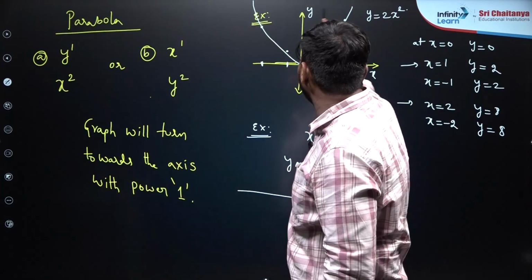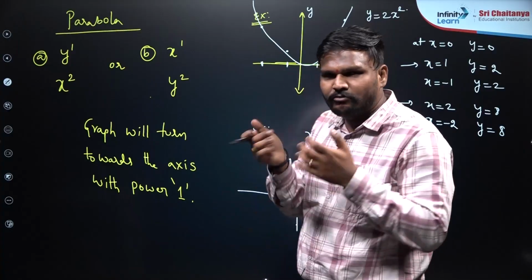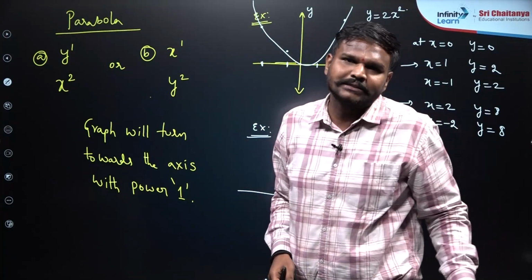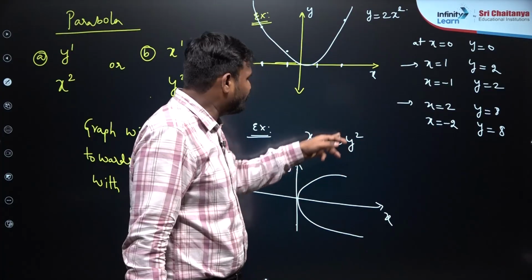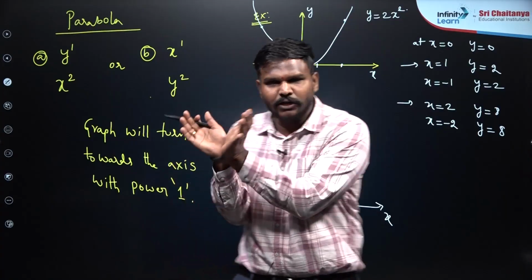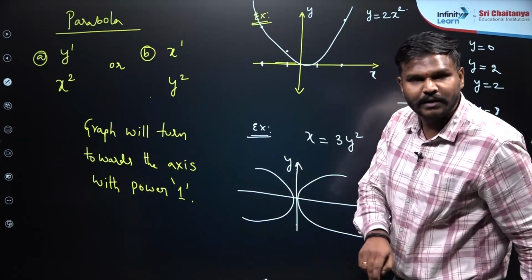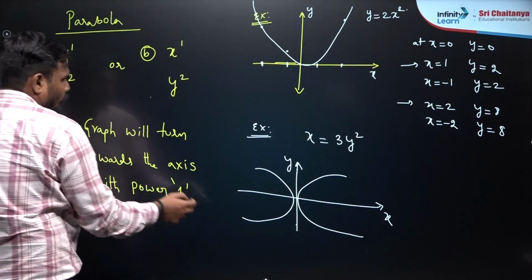If y is equal to minus 2x square, that means the value of y will be always negative. So the graph will turn towards minus y-axis. And if x is equal to minus 3y square, for any value of y, x would be negative. So the graph will turn towards this side, minus x-axis, like this. Is that clear? Okay. Next we will move forward.